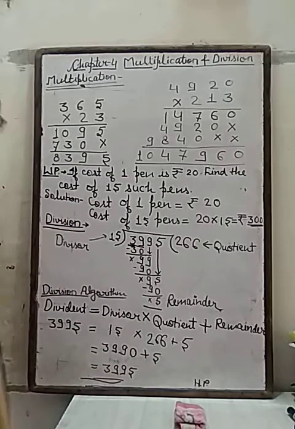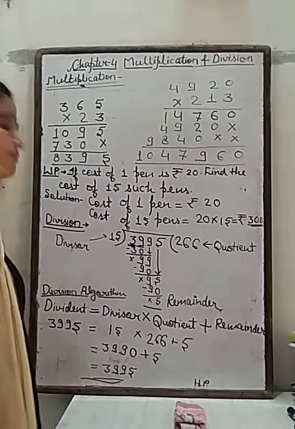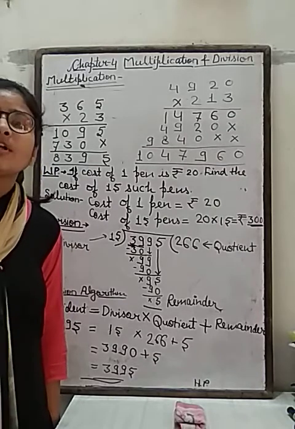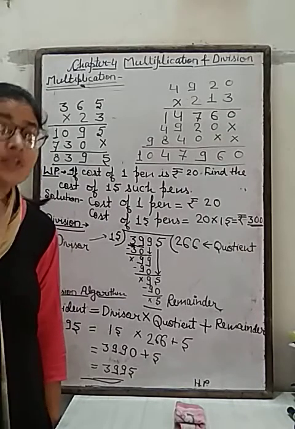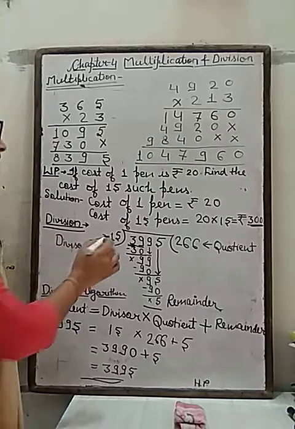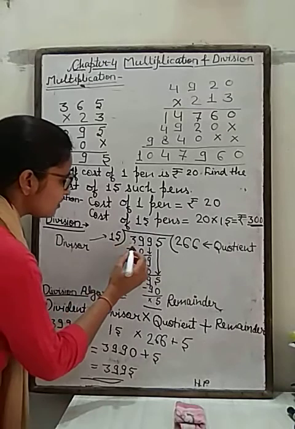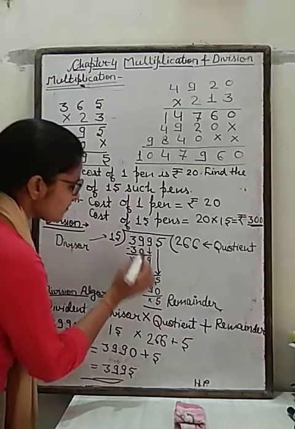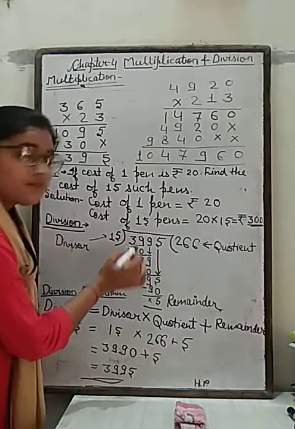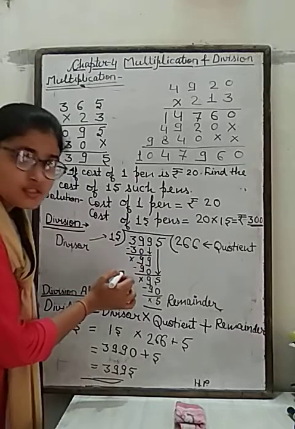Now count the table of 15. It should not be more than 39. 15 twos are 30. 15 threes are 45, which is more than 39, so we will not consider 3, we will only consider 2. It means 15 twos are 30. Now subtract 30 from 39. 9 minus 0 is 9. 3 minus 3 is nothing.